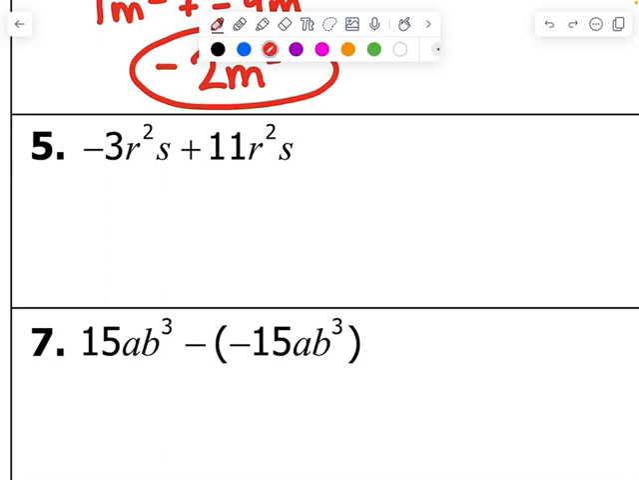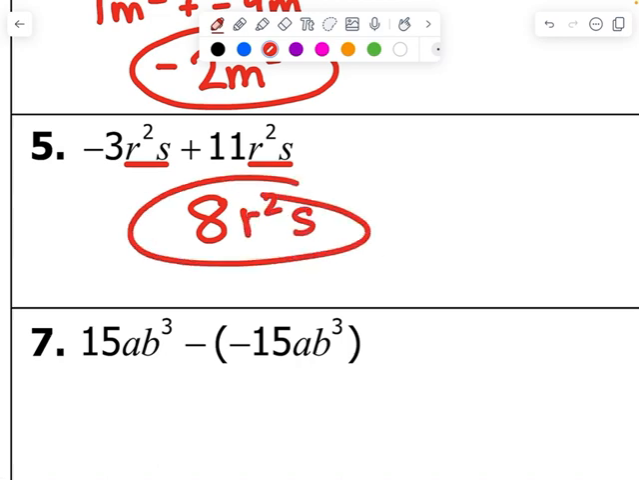I want you to notice how both terms have r squared s. So we need to take negative 3 plus 11, which would be 8, and we are going to keep r squared s. When we add or subtract like terms, the variables need to be the same and stay the same.